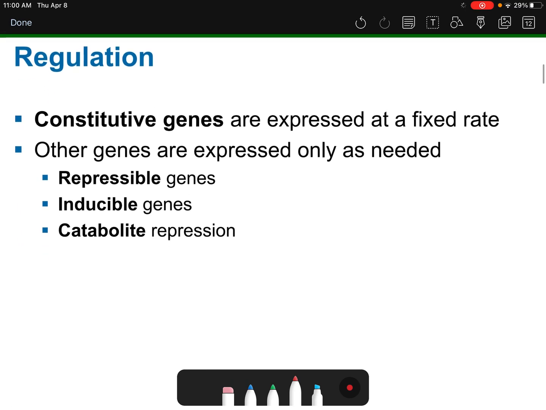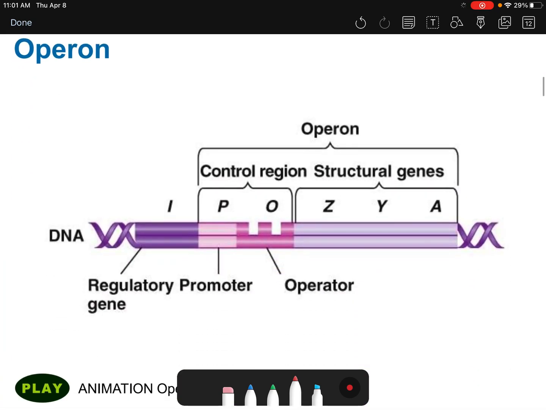So when we talk about regulation, we have genes that are constitutive, genes that are expressed at a very fixed rate, okay? That means those are generally genes that need to be expressed all the time. Maybe there are certain proteins that we're going to need a constant supply of. But other genes only need to be expressed as needed, okay? Because it would be wasteful for your body to just make proteins that you really don't need. So we have repressible genes and inducible genes, and we also have catabolite repression.